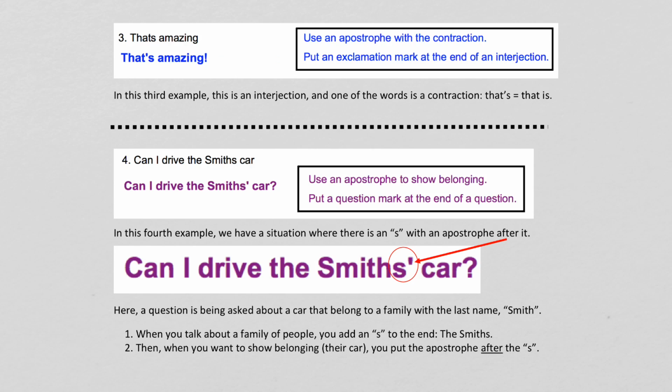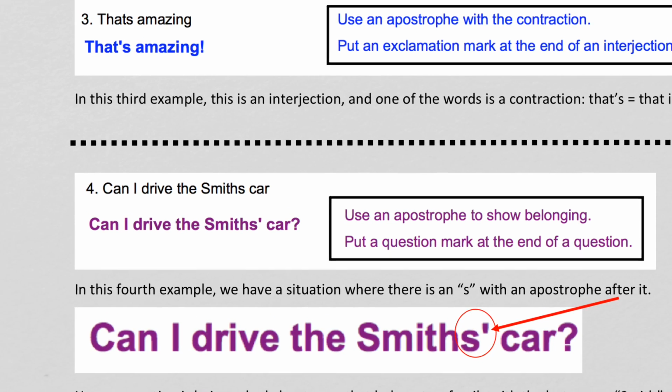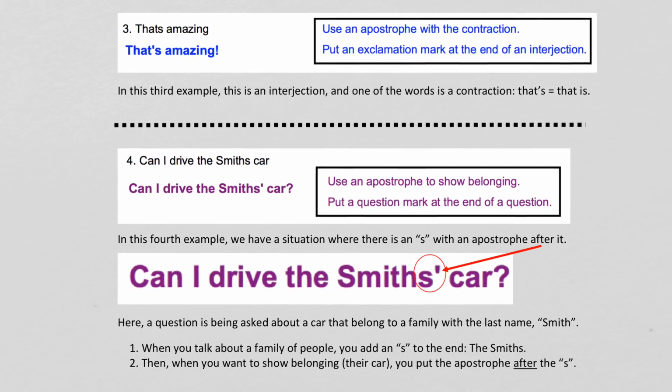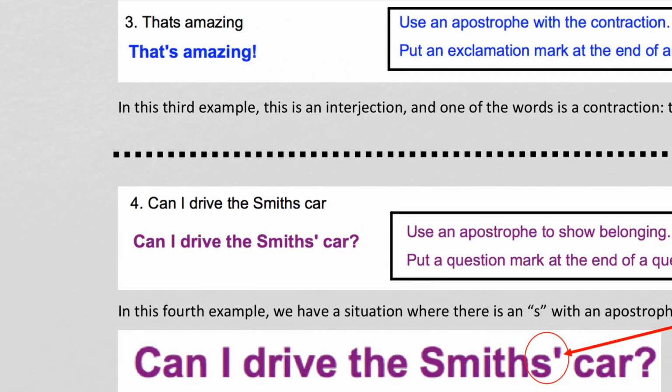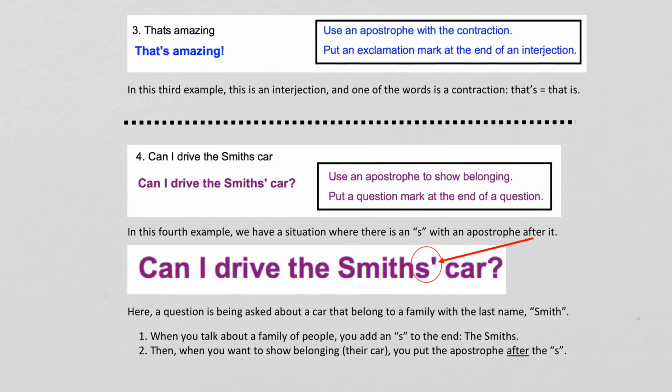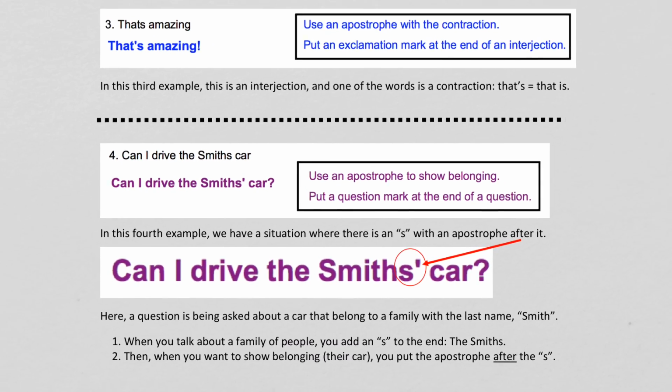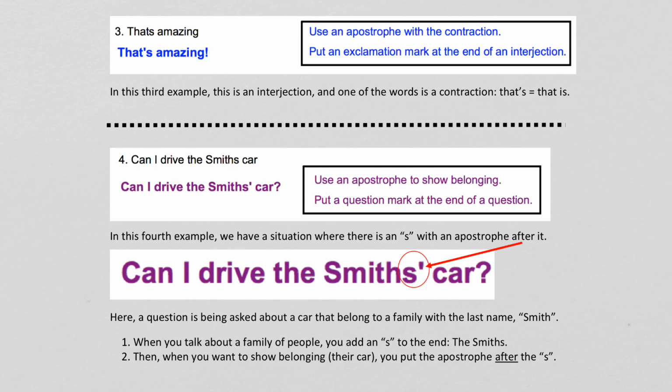Third example, that's amazing. You use an apostrophe with the contraction, that's, T-H-A-T apostrophe S, and you put an exclamation mark at the end of an interjection. Earlier in this video series, I also mentioned interjections.